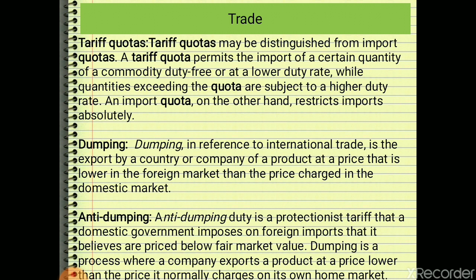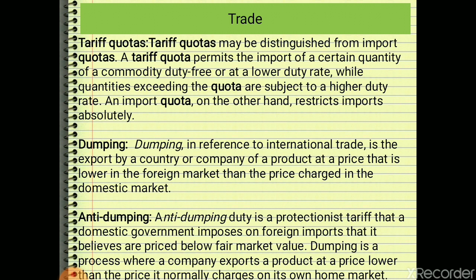So what should we do to protect the trade of our domestic players? We should do something for our business market also. So we are going for anti-dumping. So what is anti-dumping duty? It is a protectionist tariff that a domestic government imposes on foreign imports priced below fair market value. So dumping is a process where a company exports a product at a price lower than the price it normally charges in its home market.